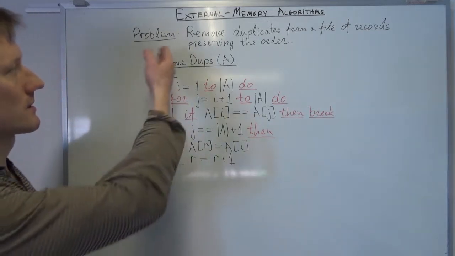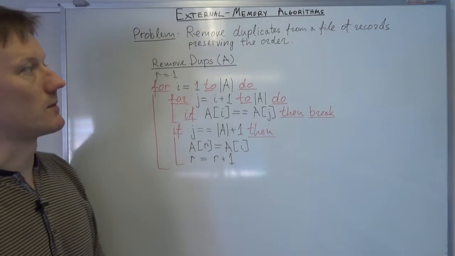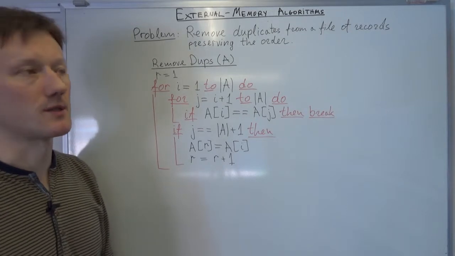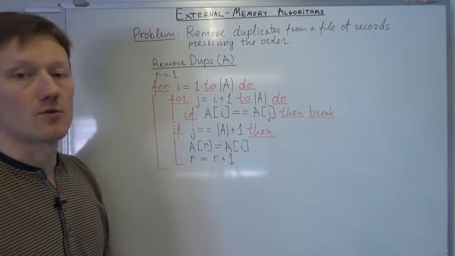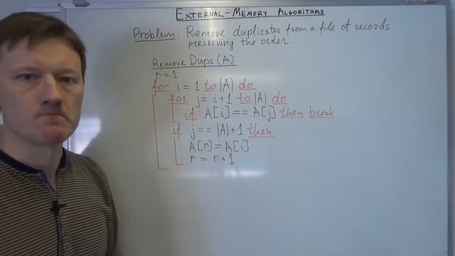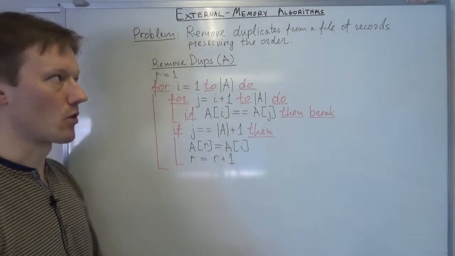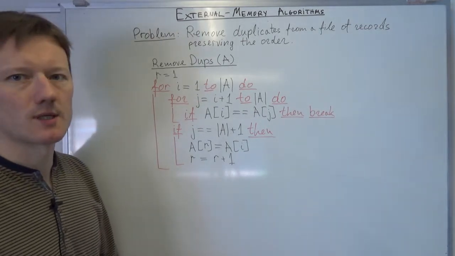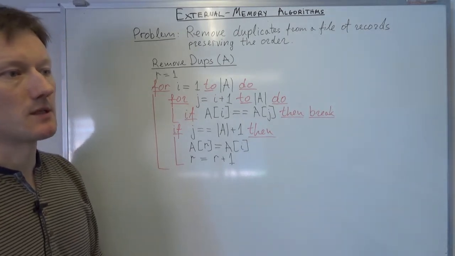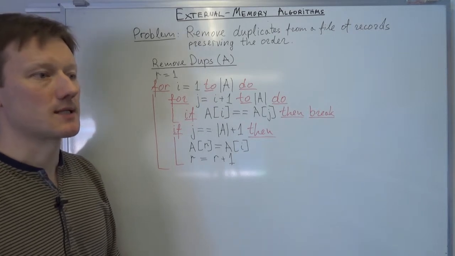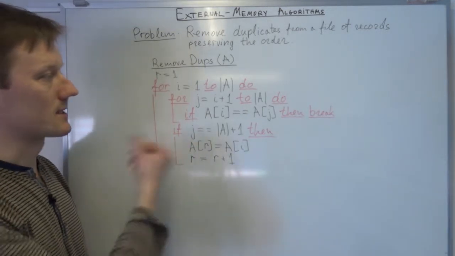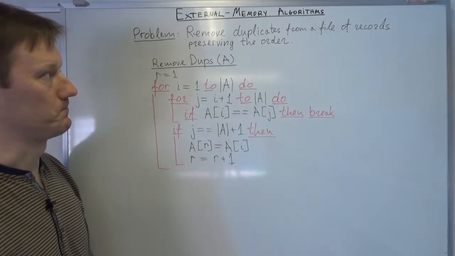The problem is simple. You want to remove duplicates from an external file of records, preserving the order of these records in the file. There are a number of ways to do it. There are some efficient ways to do it using hashing, using sorting, and then unsorting. But what we are going to do now is just to look at a simple algorithm that is a sort of porting of a simple nested loop main memory algorithm.